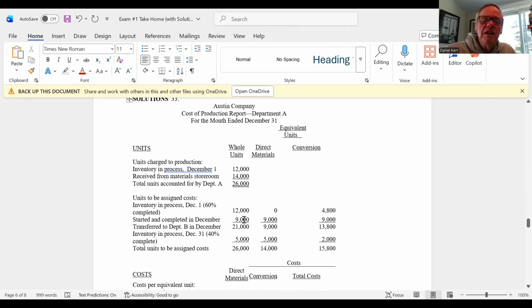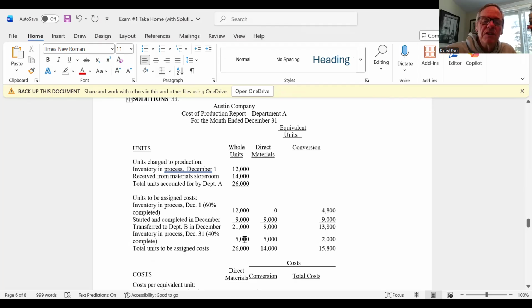The started and completed is 9,000. They're fully complete with regard to materials and fully complete with regard to conversion. So there is the costs incurred transferred to the next department. And then you have ending work in process of 5,000 units.